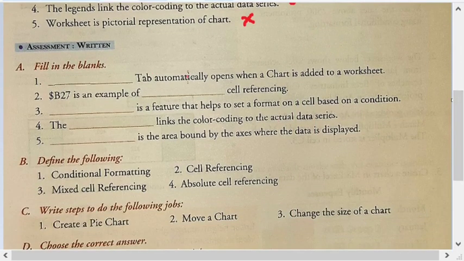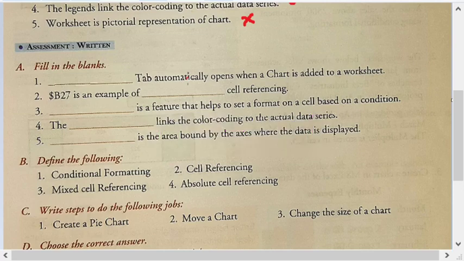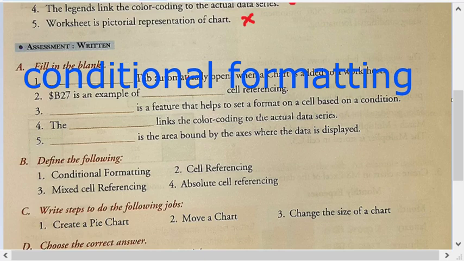First, blank space tab automatically opens when a chart is added to a worksheet. Answer is the chart. Second, $B27 is an example of blank space cell referencing. Its answer is mixed. Third, blank space is a feature that helps to set a format on a cell based on a condition. Its answer is conditional formatting.